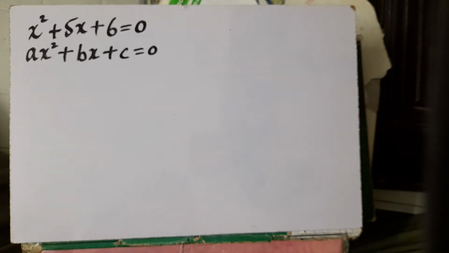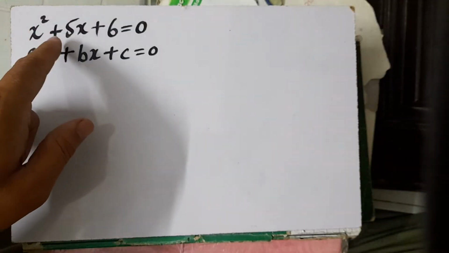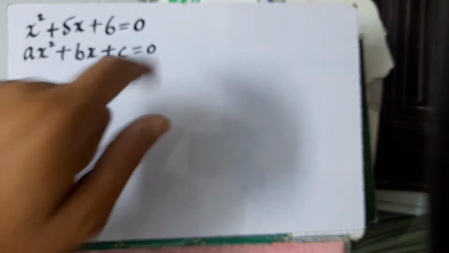Today we are going to solve a quadratic equation by using the quadratic formula. This is our quadratic equation: x squared plus 5x plus 6 equals 0. This needs to be solved by the quadratic formula.